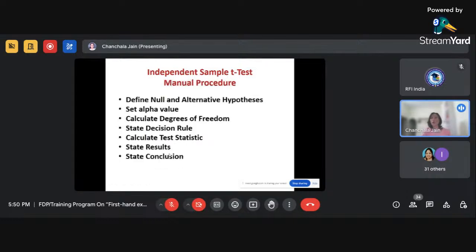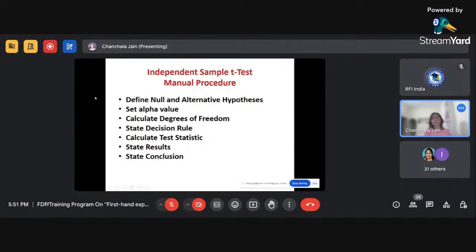Now, talking about the manual procedure, as yesterday I showed you for the one-sample t-test, now we are discussing it for the independent sample t-test. Whenever we are talking about the steps or procedure of performing any statistical test, the first step always says you need to write your null hypothesis and alternative hypothesis. You need to clearly jot down what your null and alternative hypotheses are, and that is possible only when you are able to identify your dependent and independent variables clearly, right?